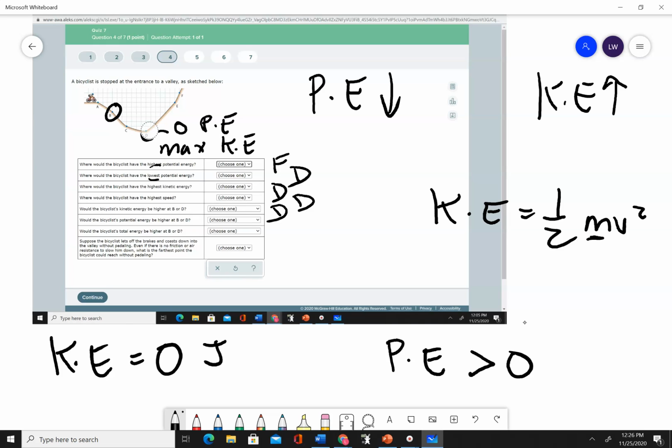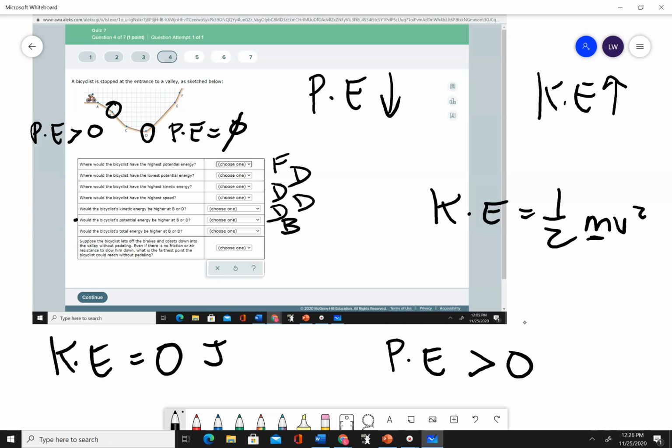Okay. Now, you're asked the same question, but it's kind of flipped around. What about the potential energy? Well, at D, the potential energy, as I just pointed out, would be 0. They can't fall any further. At B, though, their potential energy is going to be greater than 0 because they can still roll downhill. So this one is going to be B.